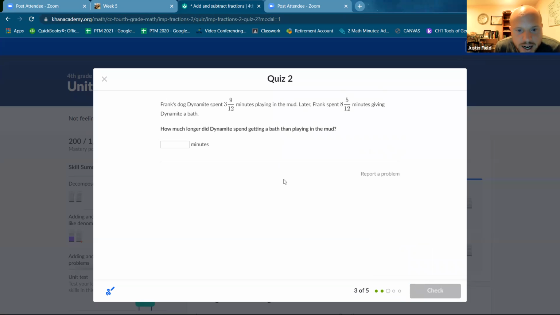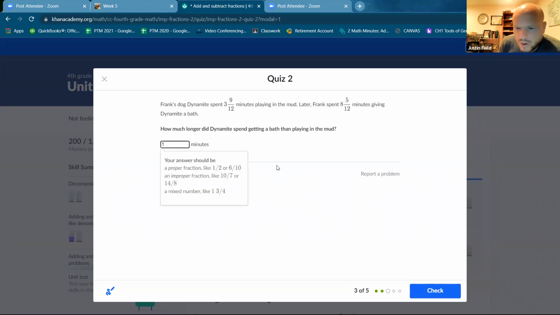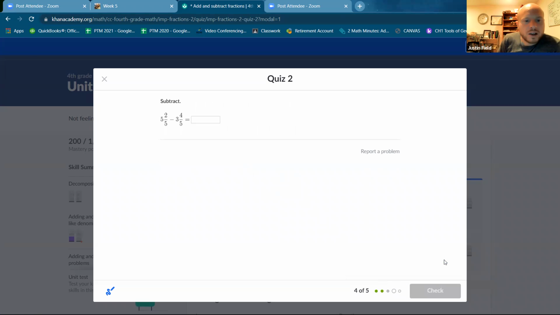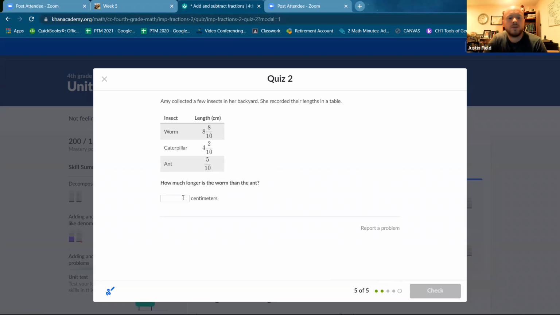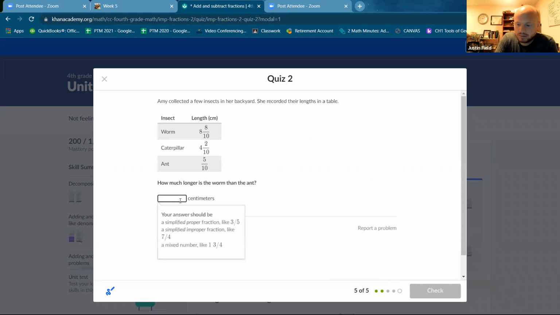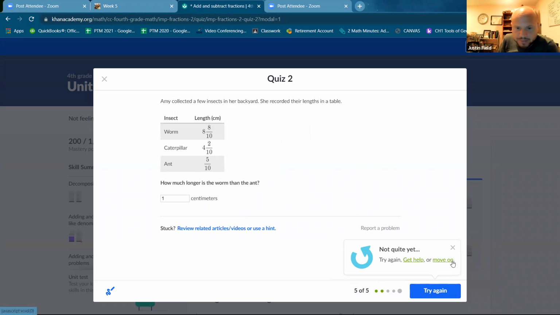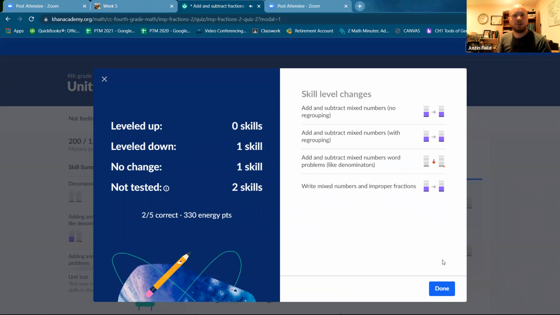Okay, Frank's dog Dynamite spent 3 and 9/12 minutes playing in the mud. Later, Frank spent 8 and 5/12 minutes giving Dynamite a bath. How much longer? That's like the gorilla problem. So you're going to subtract, right? You can figure that one out.